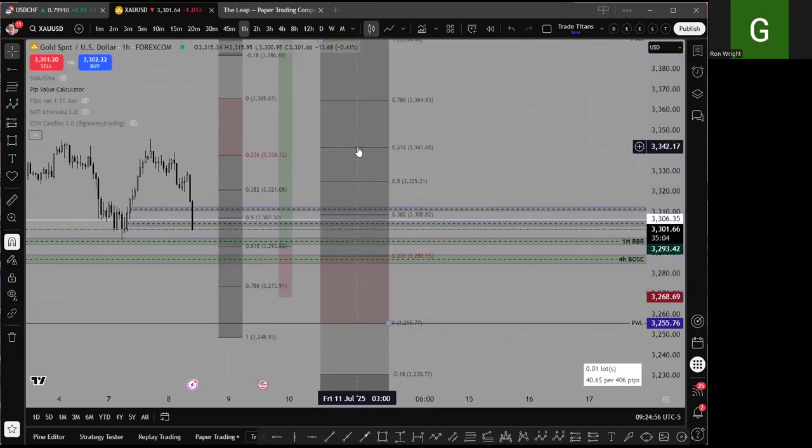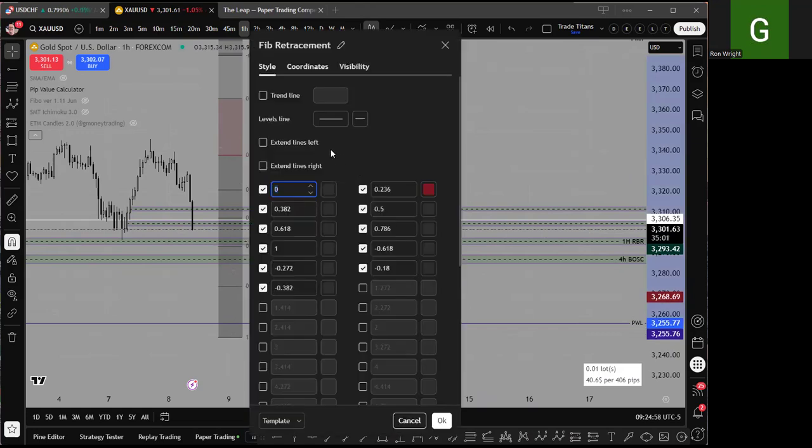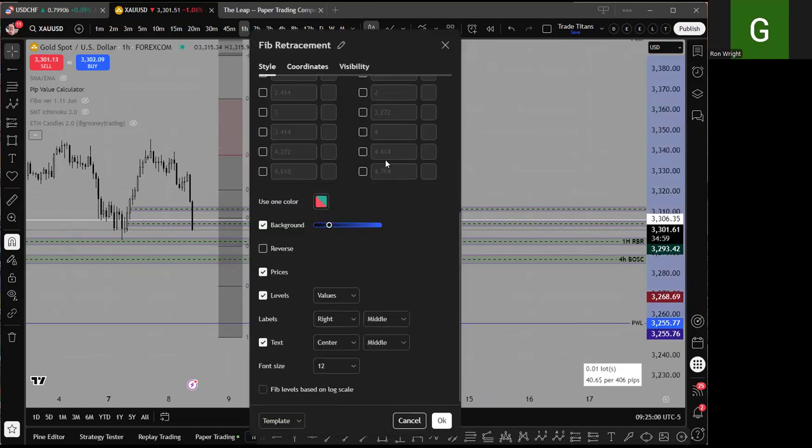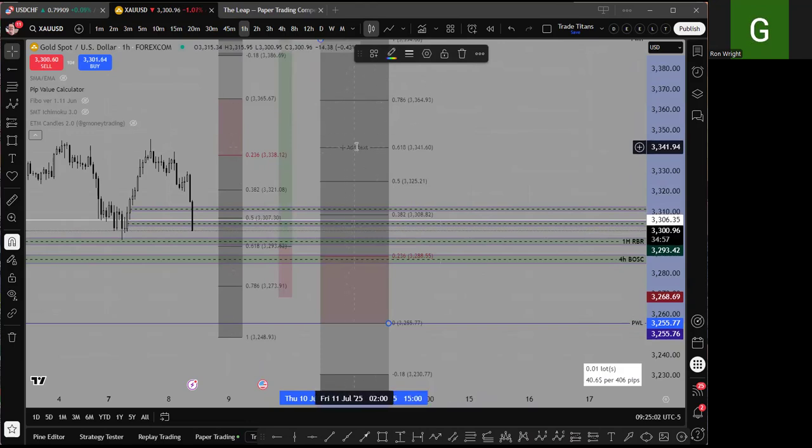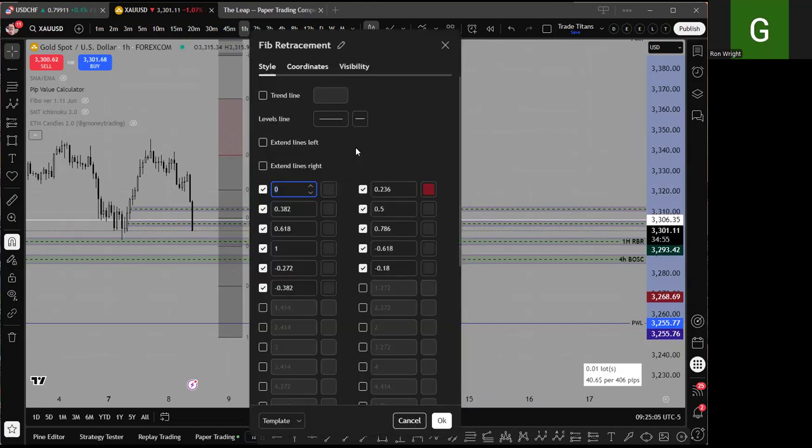Now the one on the right, is that the weekly candle? Is that the weekly fib? Yeah, I forget which one I can draw on. I can add a text.